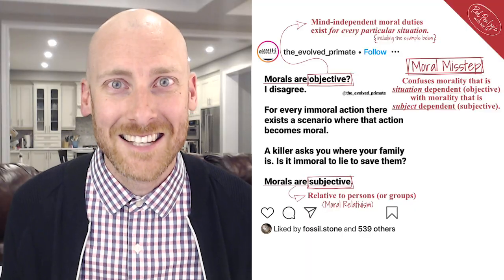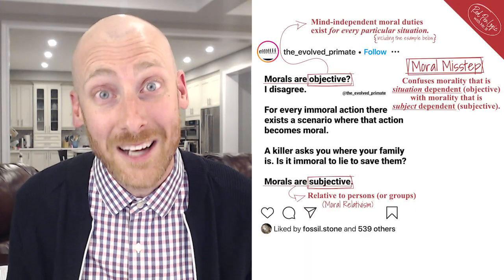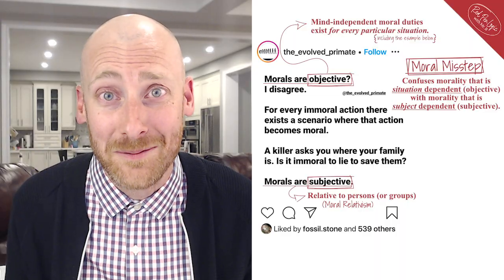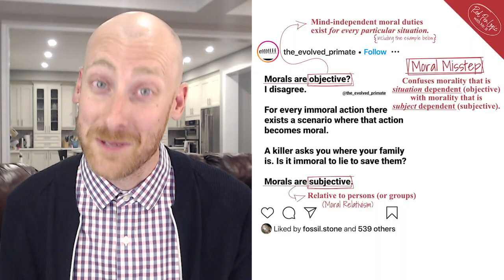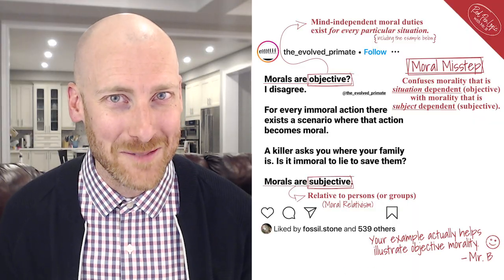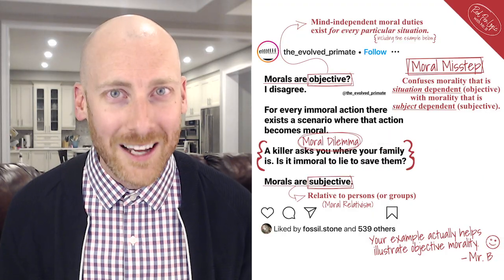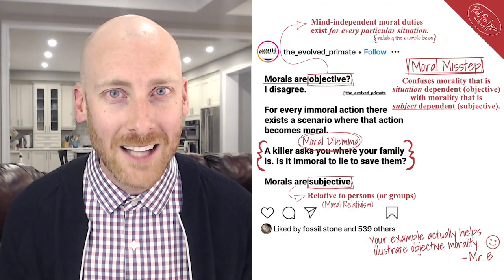When Mr. Primate says that morality is always relative to situations, he's right. But that's moral objectivism, not moral relativism. The Evolved Primate has confused the definition of relativism with the definition of objectivism. Whoopsie. The Evolved Primate's example actually demonstrates his mistake. He offers a moral dilemma in the form of a question. A killer asks you where your family is. Is it immoral to lie to save them?